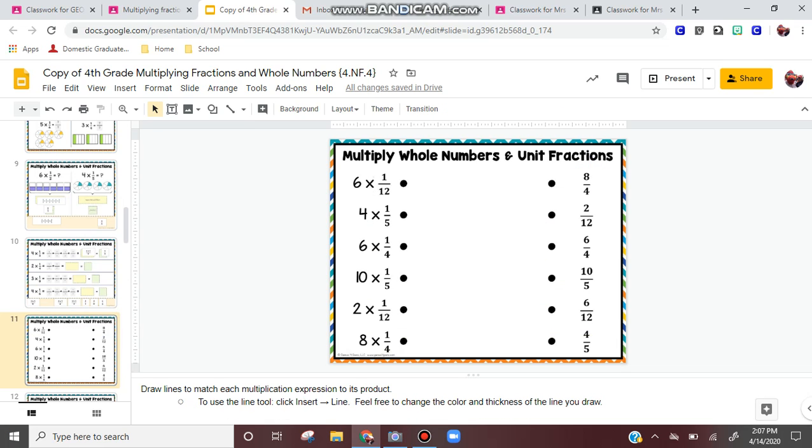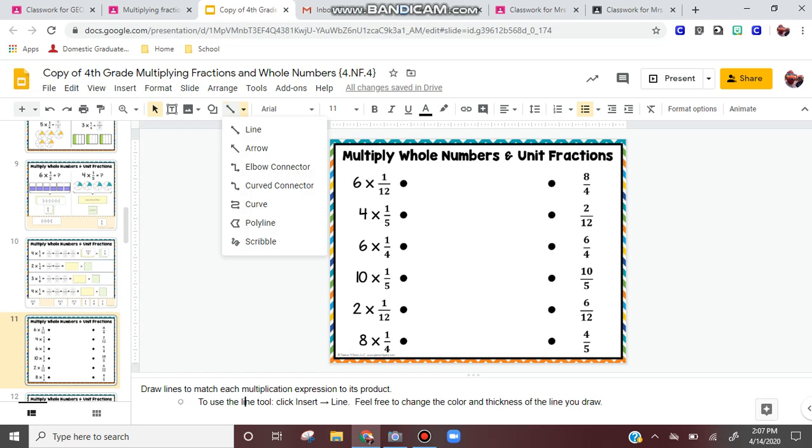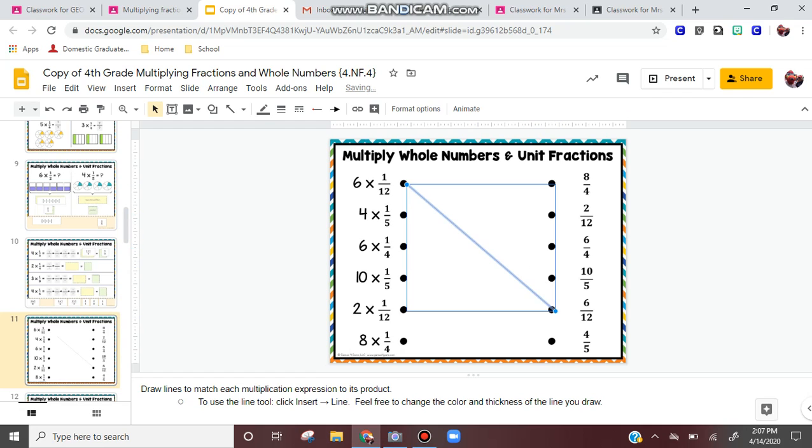11, so you multiply each whole number in unit fraction. So use the line tool to click insert line. Oh man, this one's a hard one. So you're going to insert a line, so that is up here. Arrow line, whichever you want to do. And then you've got to find the answer. So 6 times 1 is 6, 6/12. So then I make it and I move it over there. A little bit of a challenge here. So that tool is up here really close. It says the arrow. So that's how you do that one.